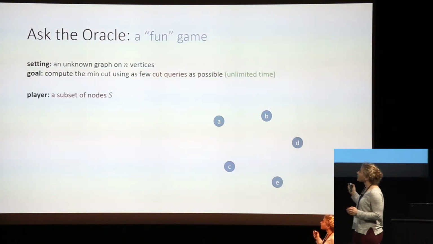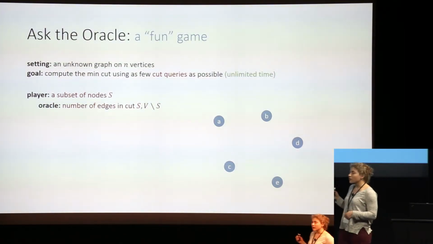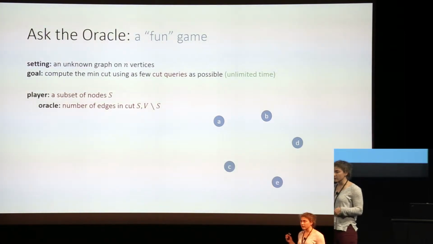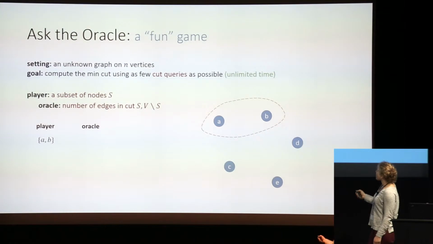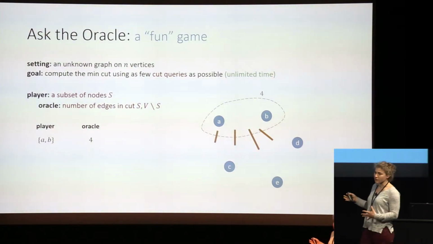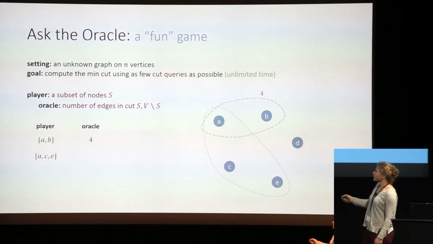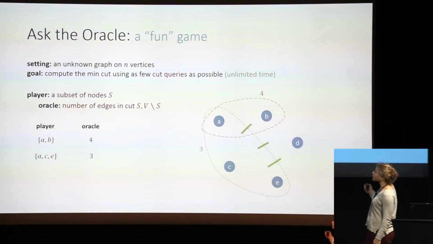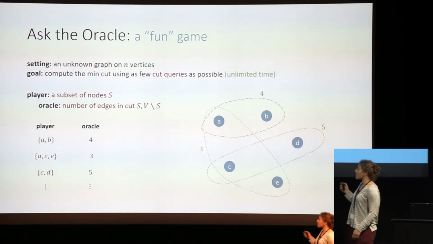Right? So what is a cut query? Well, the player specifies a subset of the nodes S. And then the oracle has to return the number of edges in the cut between S and S complement in the graph. So for example, if the player asks for the subset AB, the oracle might say that there are 4 edges crossing the cut AB, etc. So the player might ask for this set, and you know that 3 edges are crossing it. For this set, 5 edges might be crossing it, etc.